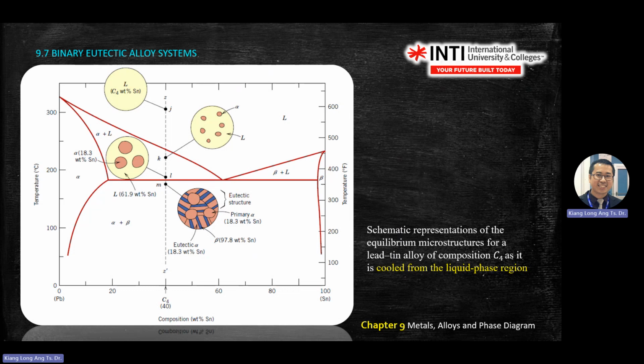Then after the eutectic line, you will get solid. So here is the one. You will get primary alpha in spheres. Then there is beta. You have primary alpha, then you have eutectic alpha and beta. So eutectic alpha and beta, in this straight line, is called the eutectic structure.